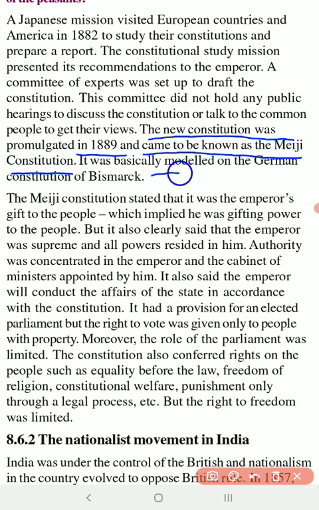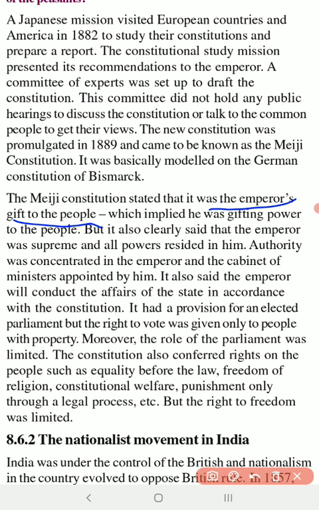It was basically modeled on the German Constitution of Bismarck. Bismarck is the person who authored the Constitution of Germany. So based on this model of the Bismarck Constitution, this Japanese Constitution was brought out. This Meiji Constitution states that it was the emperor's gift to the people, which means the emperor gives the people democracy.